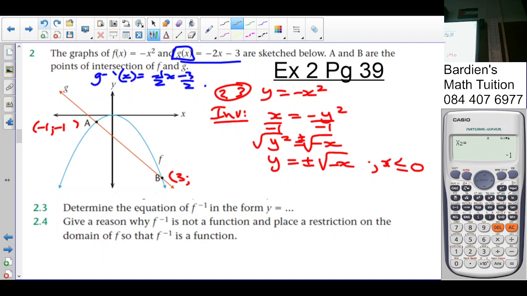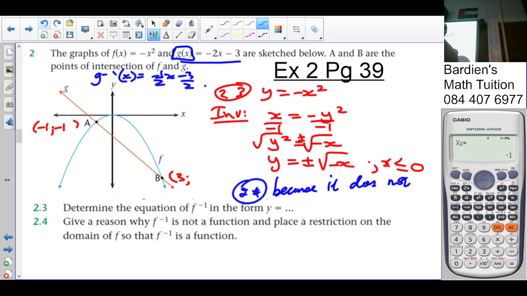Is the inverse a function? No, so you don't put the f to the -1. Give a reason why the inverse is not a function and place a restriction on the domain of f so that the inverse is a function. So why is that not a function? It's right here. The inverse is not a function because it does not pass the vertical line test.